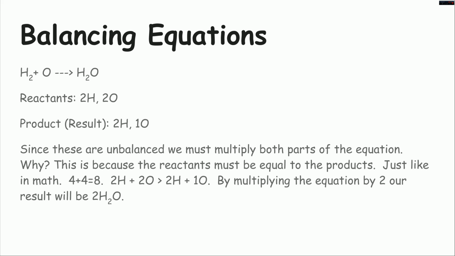Why? This is because the reactants must be equal to the products. Just like in math, 4 plus 4 is 8. 2H plus 2O is obviously greater than 2H plus 1O. By multiplying the equation by 2, our result will be 2H2O.